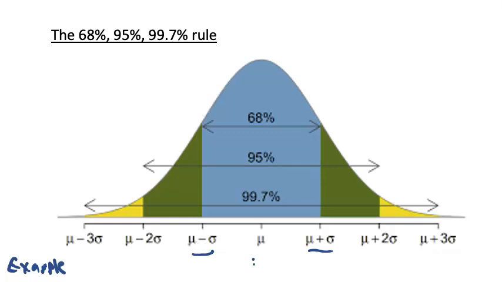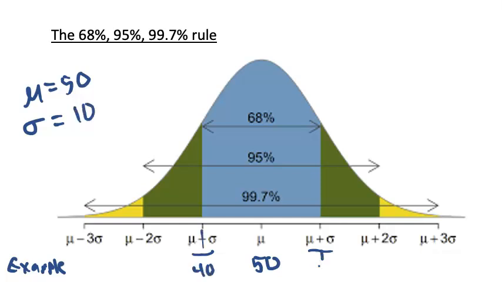So to break it down, let's think of an example, right? Let's say the data had a mean of 50, and the standard deviation, you could use this symbol or you could use an S, is 10. Make it easy. So if this number is 40 and this number is 60, because that's 50 minus the 10 and 50 plus the 10, that means that 68% of your data is going to be in between 40 and 60.